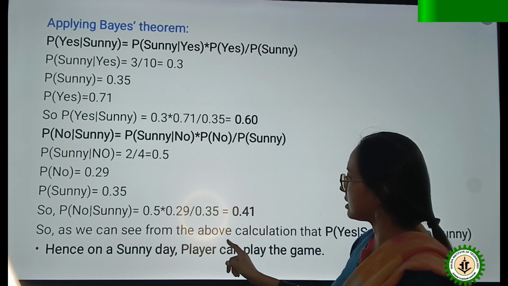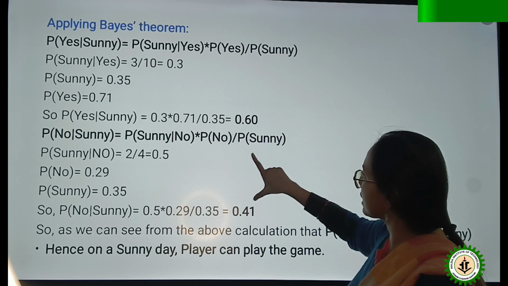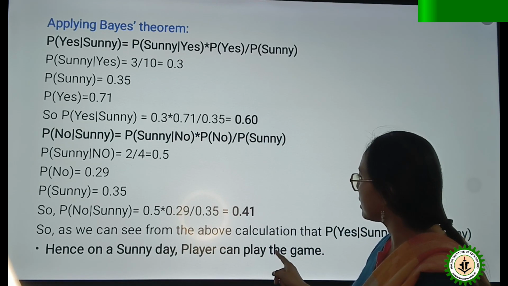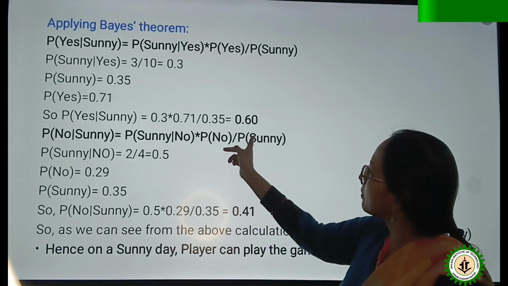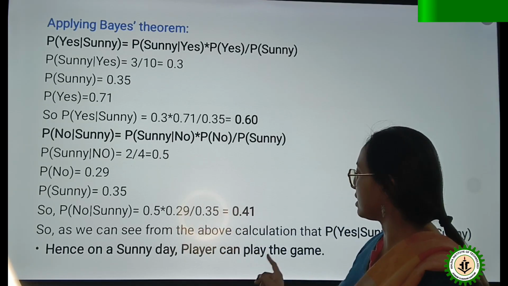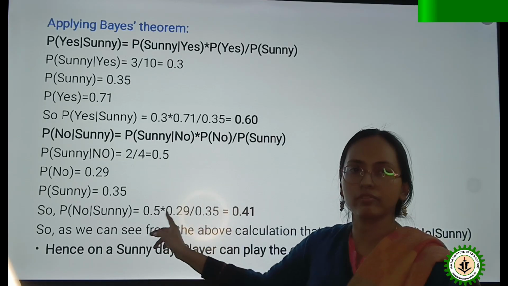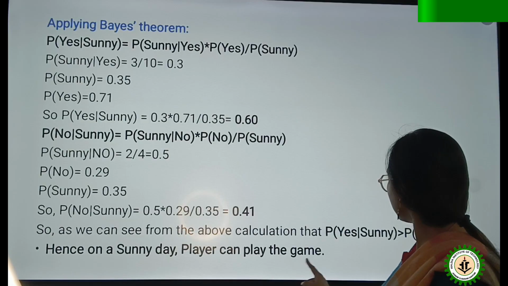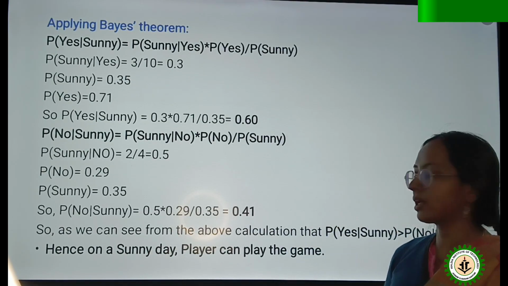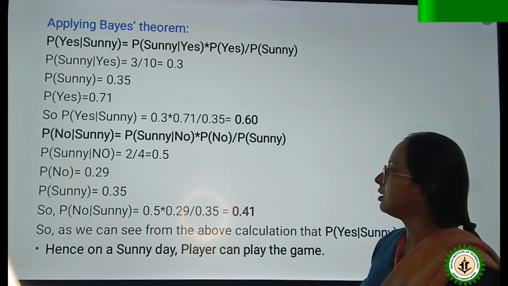Now you can see that from the above two values, 0.60 is greater than 0.41, meaning the probability of a player playing, meaning the yes category. So P of yes given sunny is greater than P of no given sunny. Hence we can conclude that on a sunny day the player can play the game.